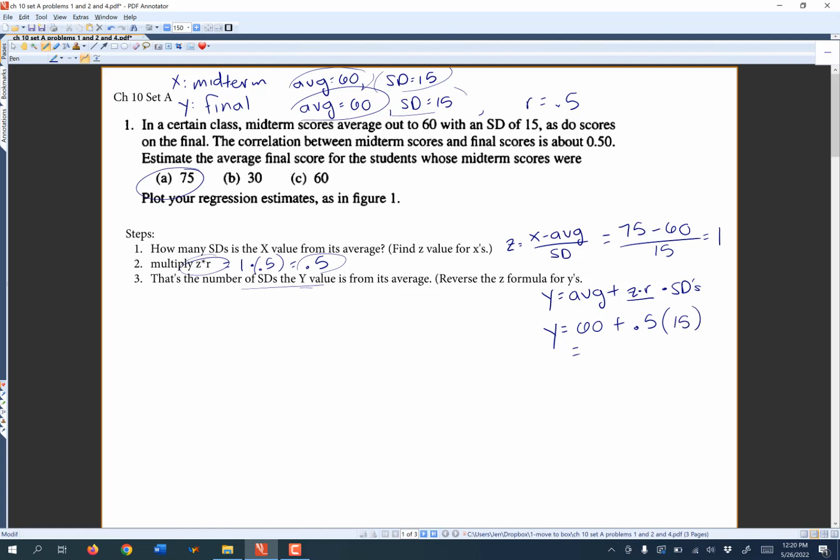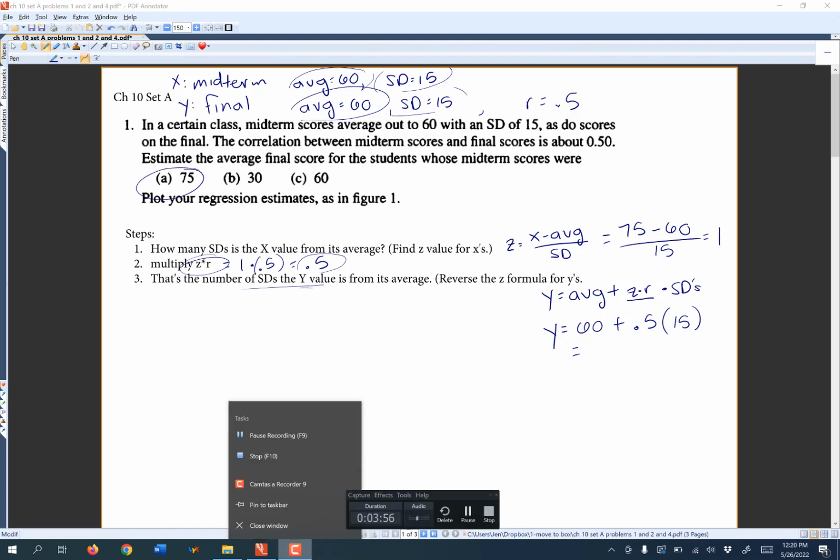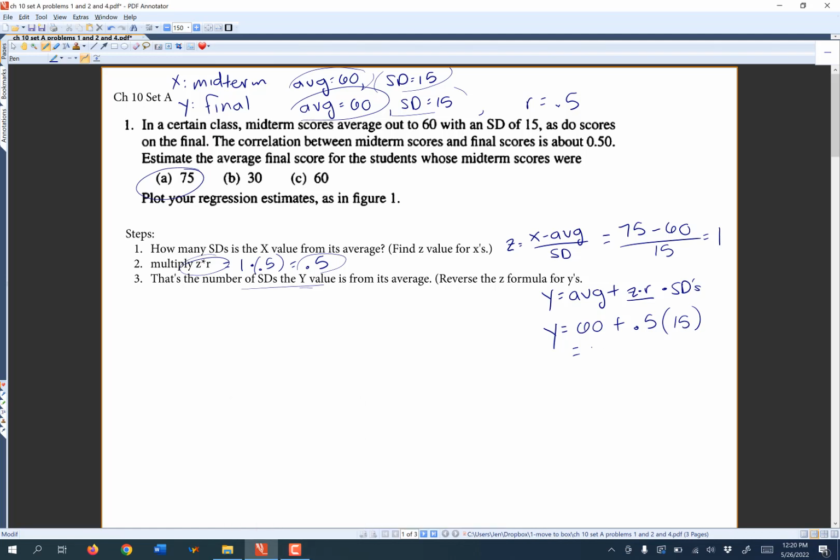So this should give me 67.5. So that's my prediction. It may or may not be right, but remember we said the reason we multiply z times r is our predictions ended up being more accurate more often.